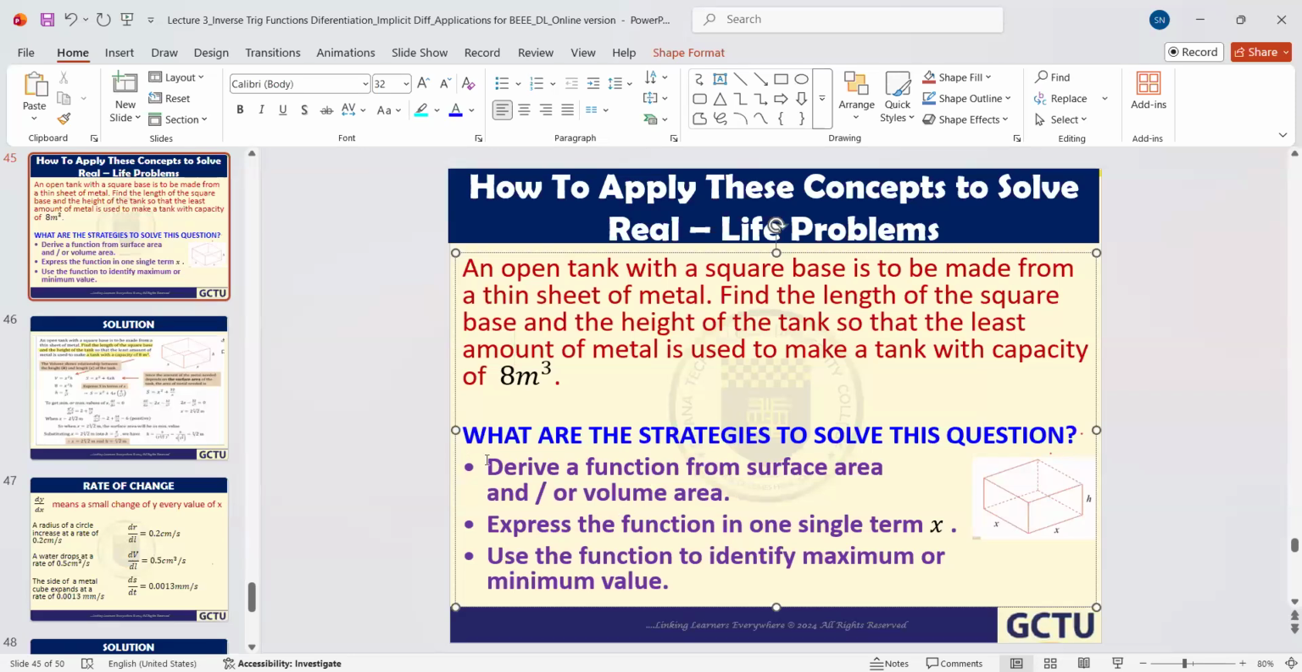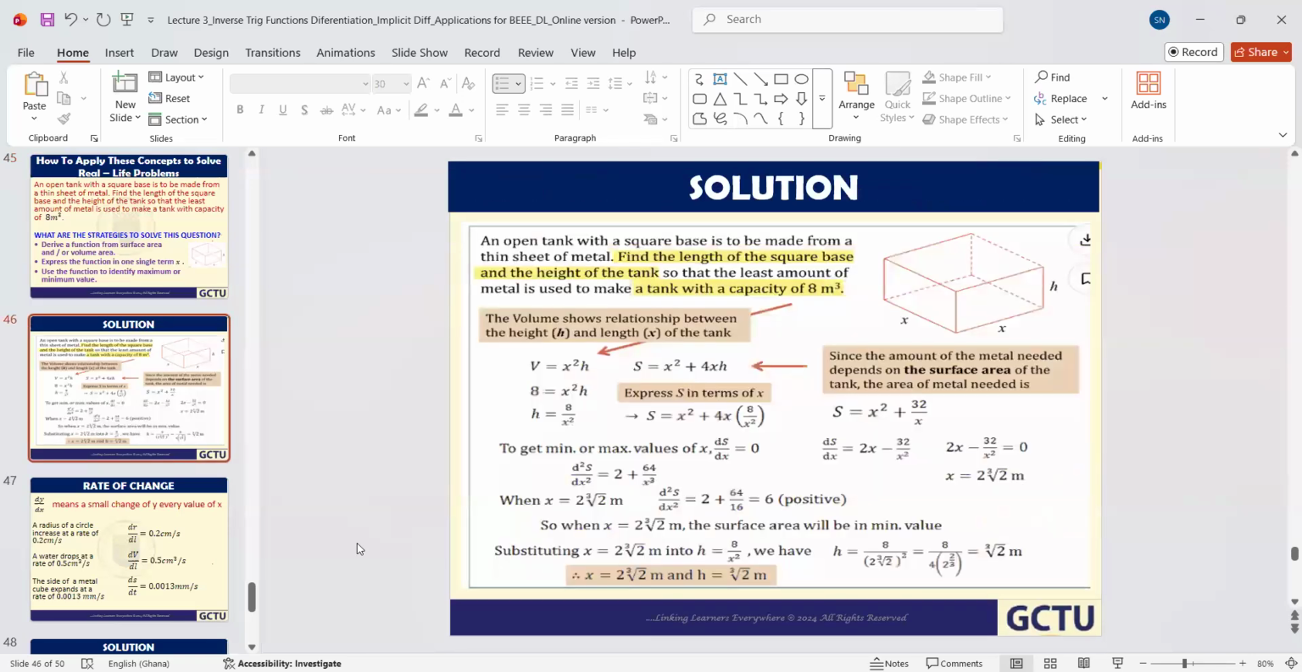Now, what are the strategies to solve this question? First of all, derive the function from the surface area or the volume. Then express the function in one single term, and then use the function to identify the maximum or the minimum point. Okay, so for application questions like this, we must remember some things that we learned in either physics or chemistry to help us do that.